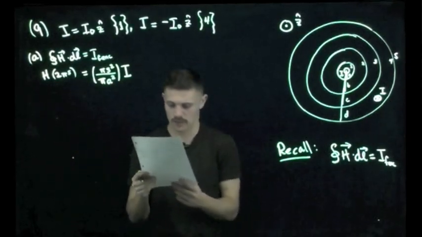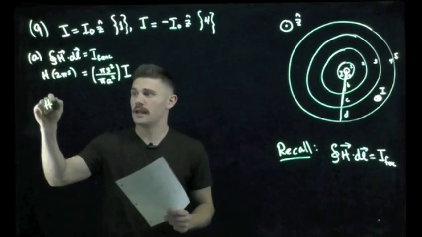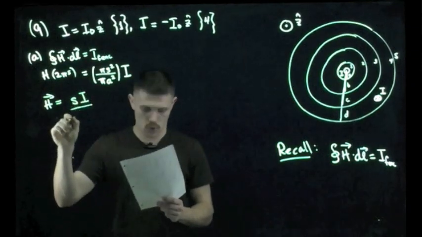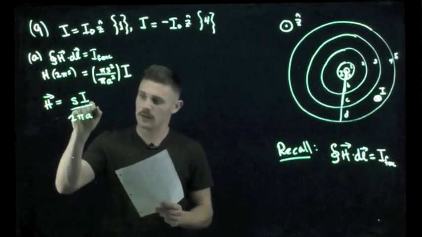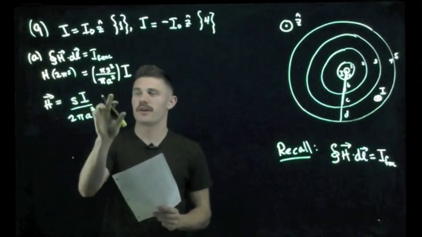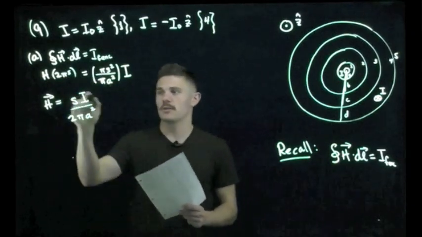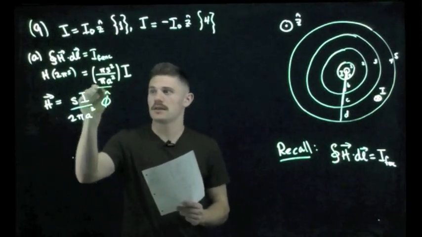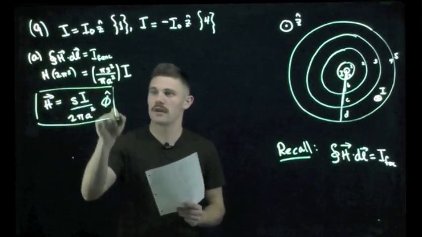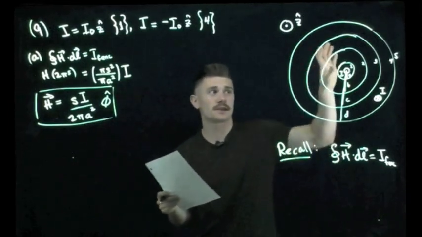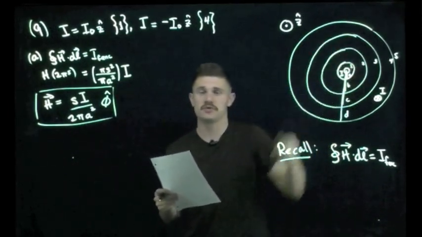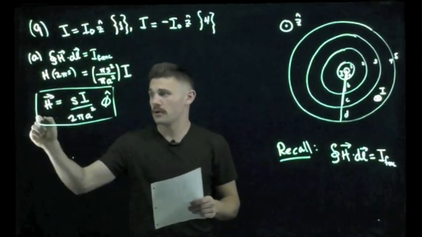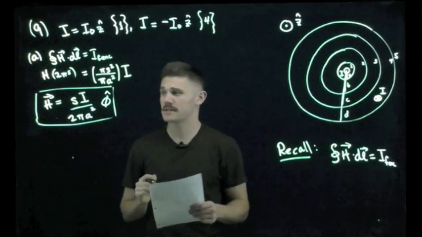I will save the algebra to save some space, but we'll say that H is simply S times I over 2 pi A squared. We can see that the pi's will cancel. We'll divide by 2 pi S. One of the S's will cancel, and we'll end up with this, which is the field. Of course, we are flowing in the phi hat direction as we look around the Ampérian loop, and we'll have our current pointing in the z hat direction, and we'll flow around using the right-hand rule, which gives us the phi hat direction. So this is our auxiliary field in region 1: S times I over 2 pi A squared.